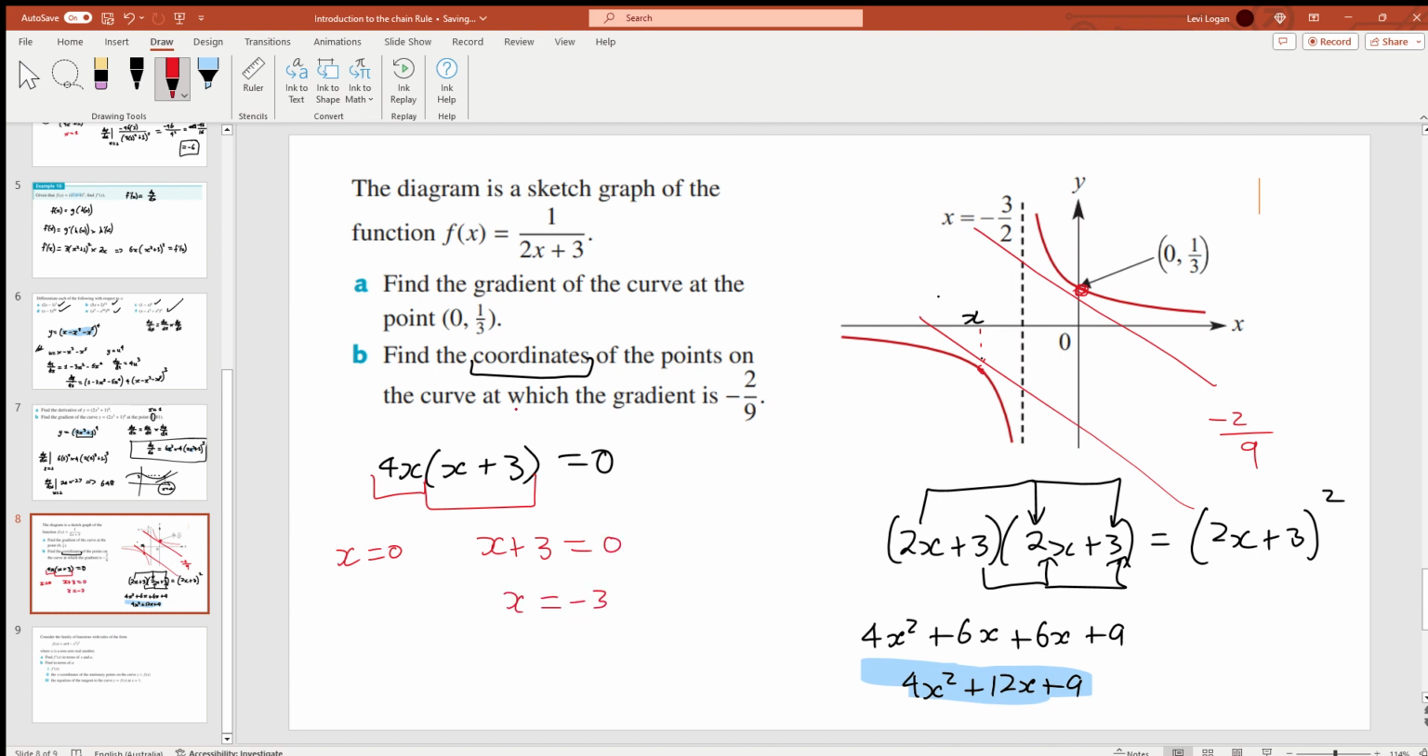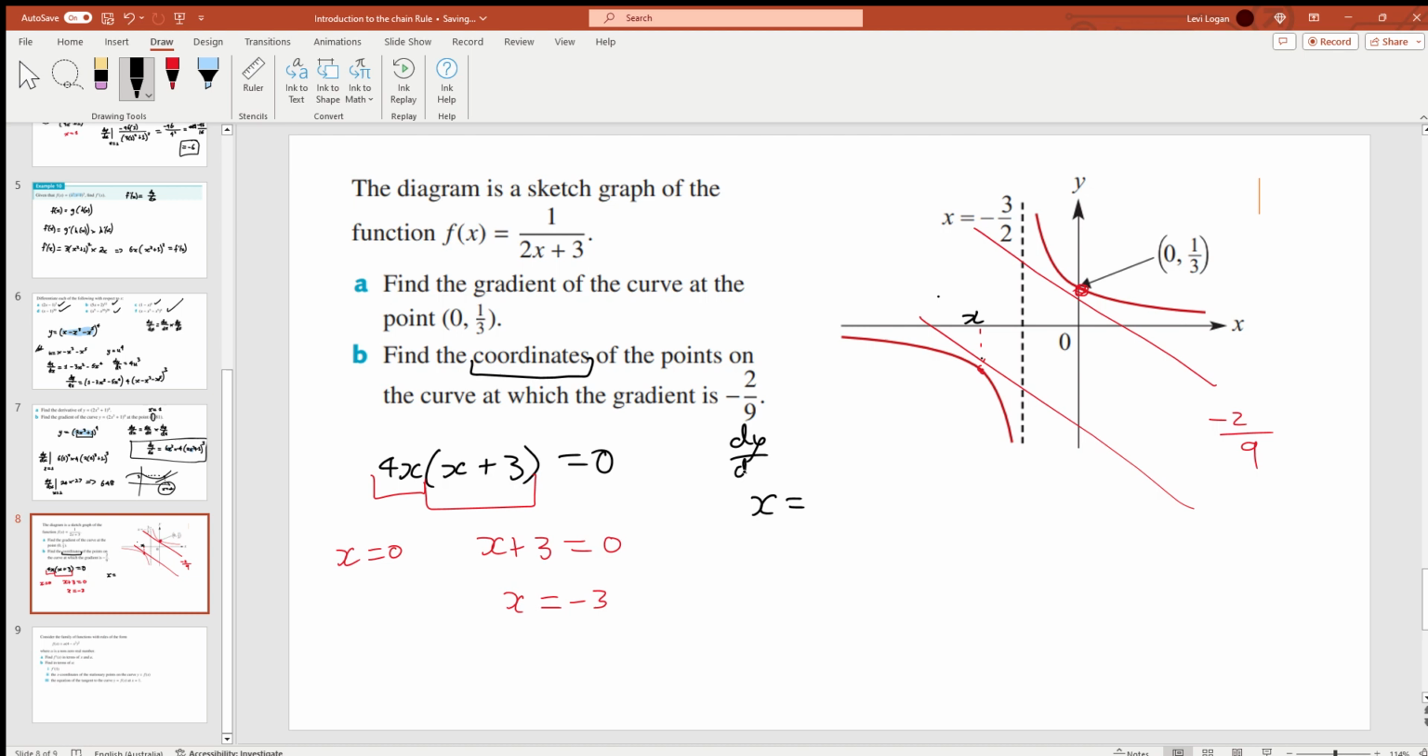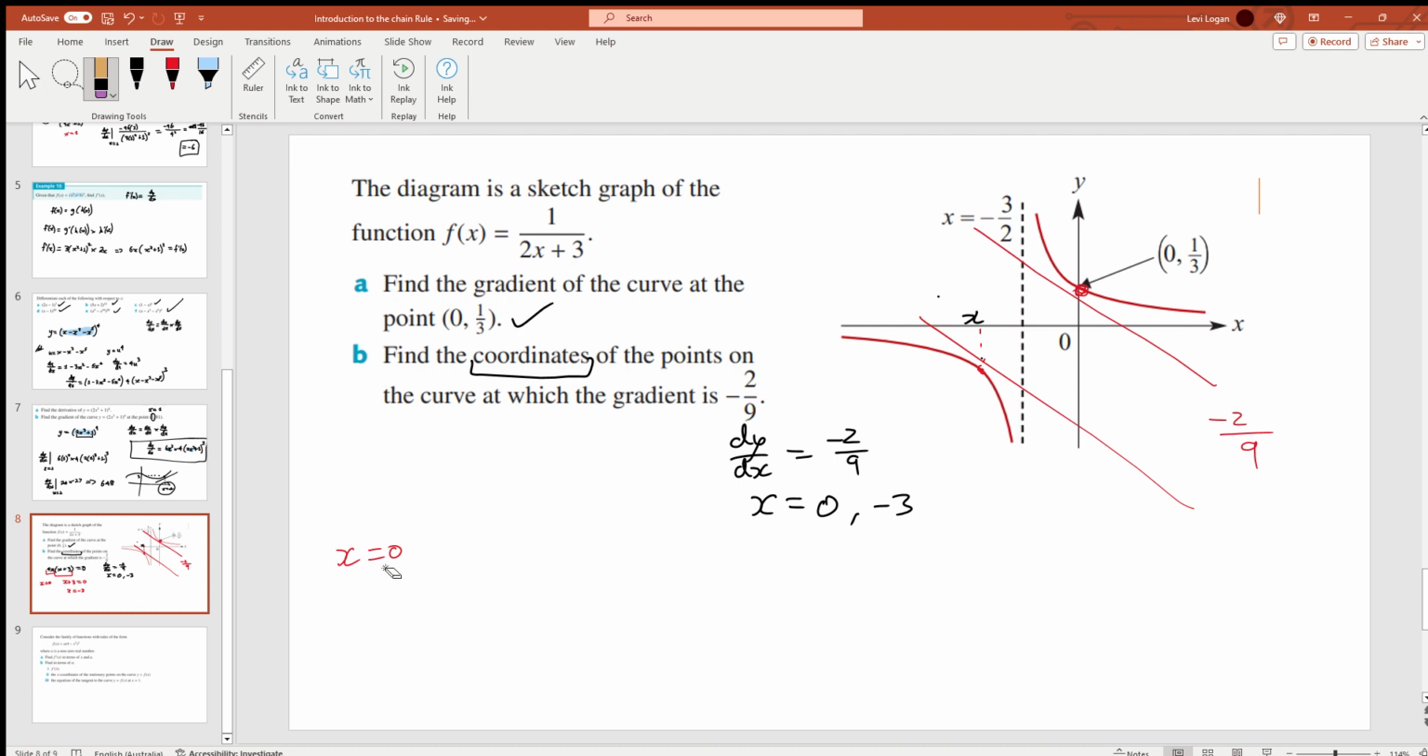Now, we're not done. They said coordinates, not x values. An x value is not a coordinate. It is just a singular number on the horizontal line. We need a vertical position as well. So, once we have this number, alright, we have a gradient. So dy dx is -2 on 9 at x equals 0 and -3. Great. We know what that coordinate is because they gave it to us in the question, but we still need the coordinate when it's -3.